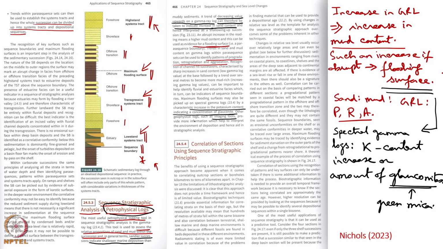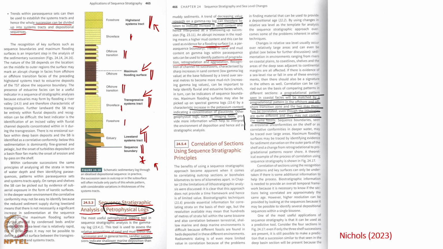Imaging tools, the image logs, can be used to interpret the geology, and in one of my earlier NPTEL lectures I have explained how it can be done. How do we perform correlation of sections using sequence stratigraphic principles? This part is most important.